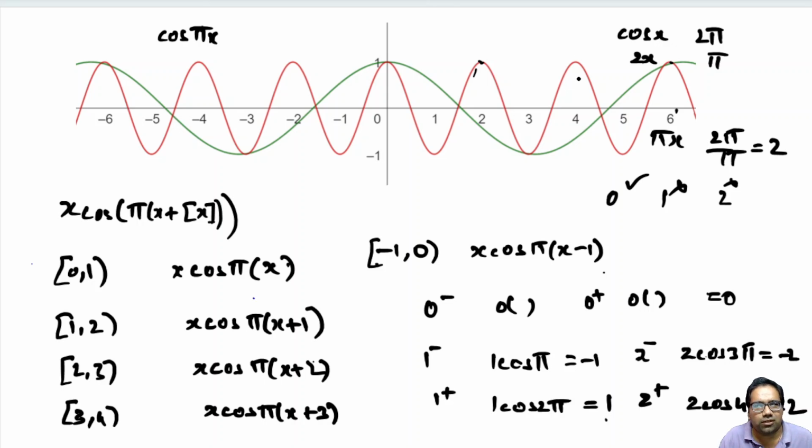Second cycle is from 2 to 4. Third cycle is from 4 to 6, likewise. So it is repeating in every 2 units. So period is actually 2. Period is 2. Right, what does that mean?